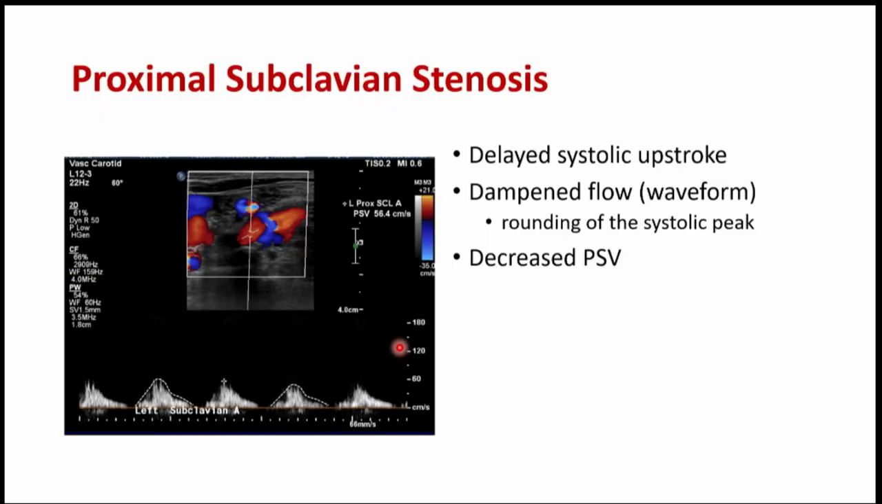This is a patient with a proximal subclavian artery stenosis, an isolated subclavian artery. First of all, you see the waveform. It has some diastolic component, but look at that delayed peak systolic rise. There's a dampened waveform with rounding of the peak systolic waveform, and then you just see this almost seesaw up and down waveform. And the peak systolic velocities are also decreased.